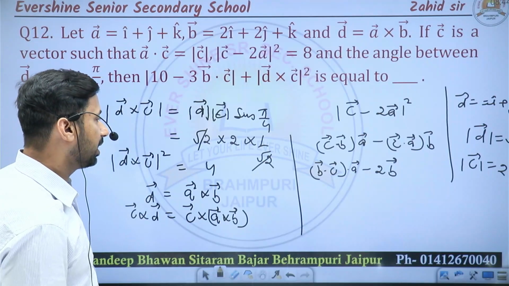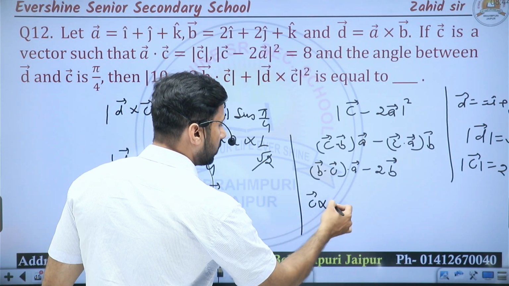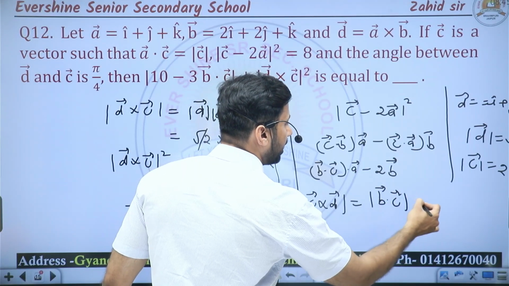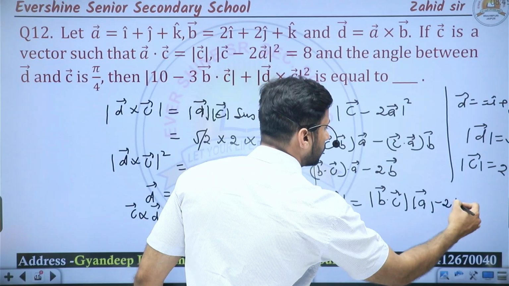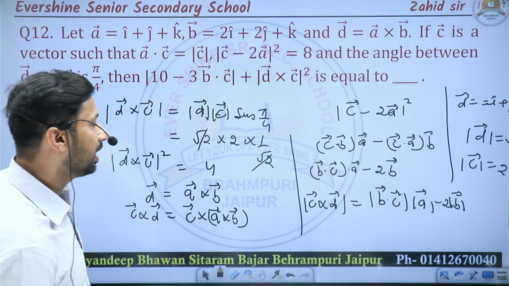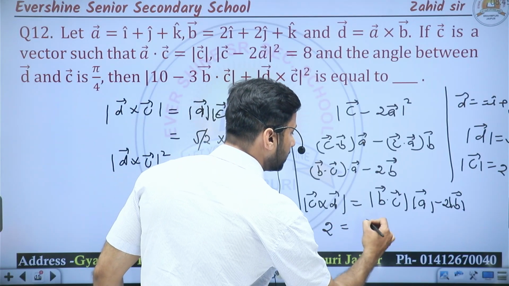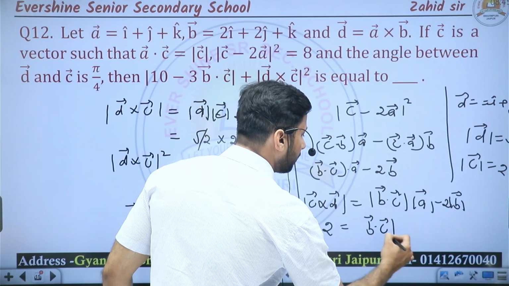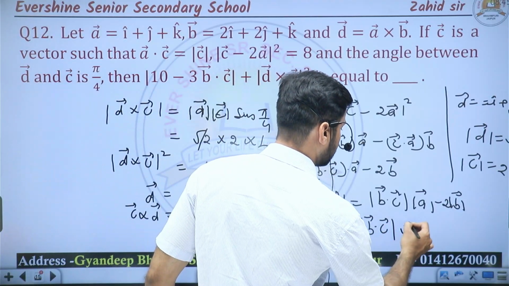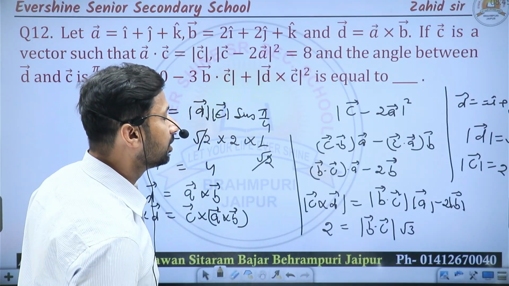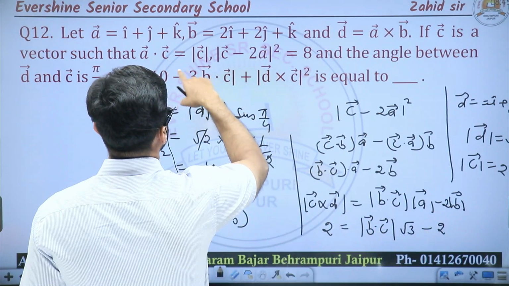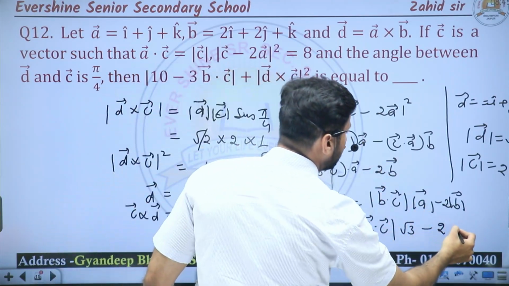Now I'll find its magnitude. So C cross D magnitude will be magnitude of B dot C times magnitude of A, minus 2 times magnitude of B. So C cross D is 2, I can write this one as 2. Now B dot C is not given, leave it as it is. Magnitude of A, this is your A vector, will be root 3. Now this one is 2 times magnitude of B. B here is root of 9.